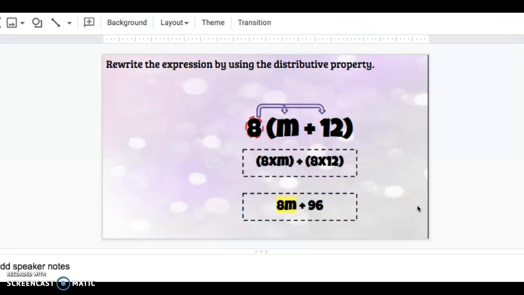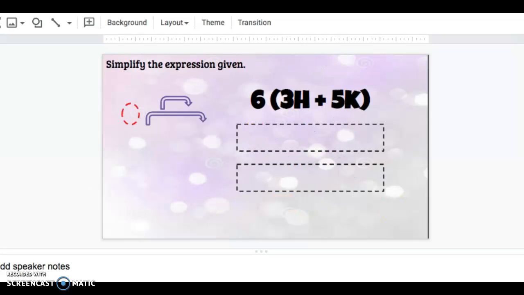Now that's all I could do for that problem, okay? That's two expressions that are equivalent. I solved it. We're good. We're done. So now let's go to another question. Let's go to this expression. Simplify the expression given. So we have 6 parentheses 3h plus 5k.